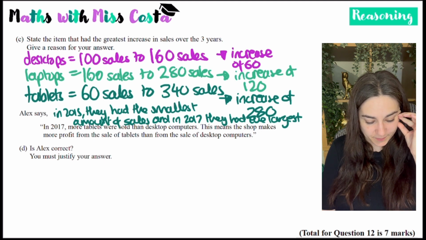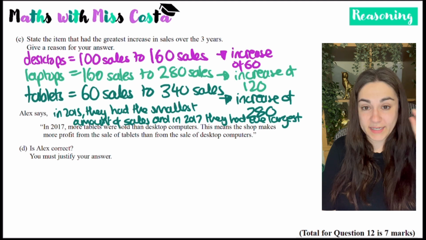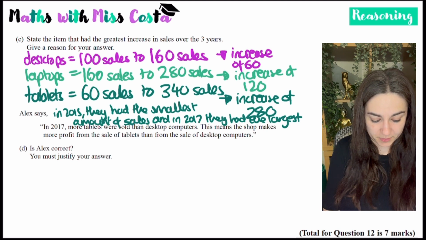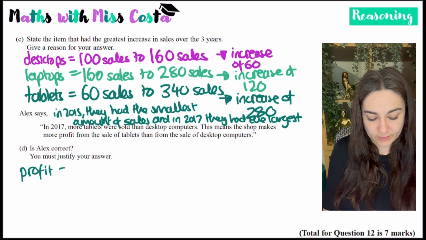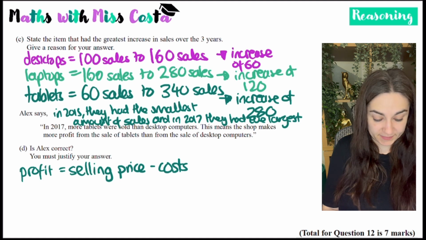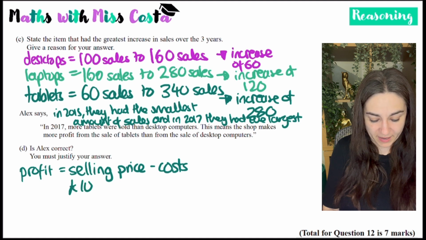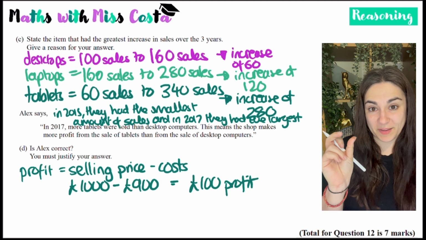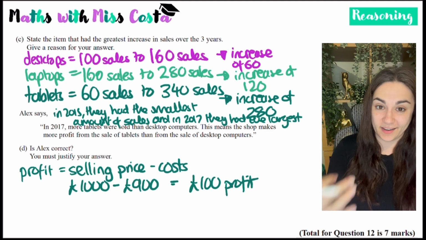And then it says, Alex says that in 2017, more tablets were sold than desktop computers. This means the shop makes more profit from the sale of tablets than from the sale of desktop computers. So profit is what's left when you take the selling price and take away any costs incurred. So let's say they might have sold a laptop for £1,000, but they bought it for £900. So that means they have a profit of £100. Profit is the bit that's left over once you take away the costs incurred.